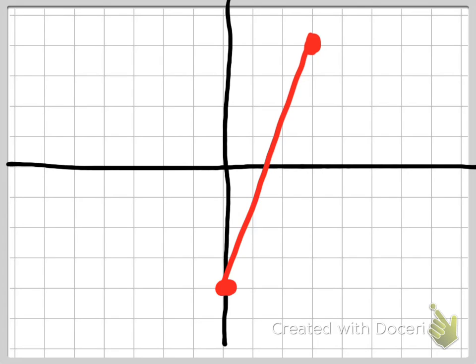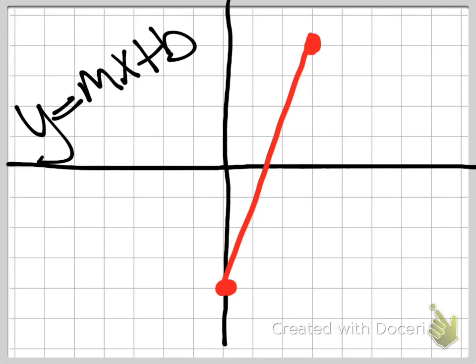First things first, we're talking about slope-intercept form, which is y equals mx plus b. You need to remember that m and b both stand for separate things. m stands for slope, which is rise over run, and b stands for y-intercept, which is where the line meets the y-axis. Okay?